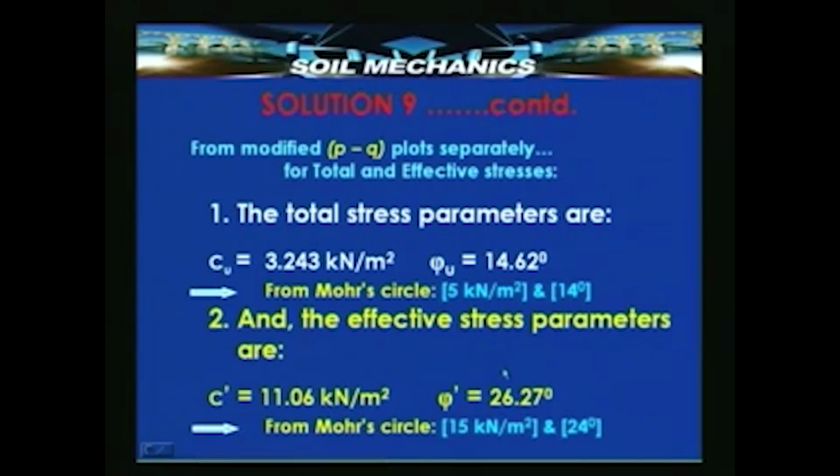Similarly, under effective stress conditions, C dash and phi dash are like this for PQ plot, whereas the corresponding Mohr circle values which we got a little earlier are 15 and 24 degrees. So, this is what a typical triaxial test is all about. We conduct the test measuring the pore pressure usually. So, at the end of the test, we will not only have the total stresses that we have applied, but also the pore pressures and therefore the effective stresses. So, we can calculate both the total stress strength parameters and the effective strength parameters.